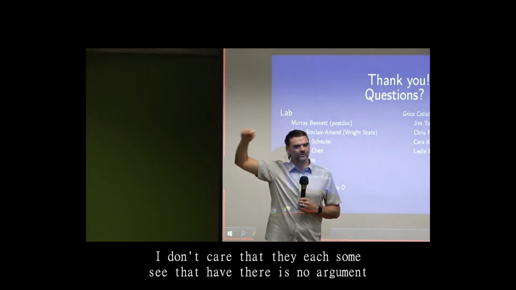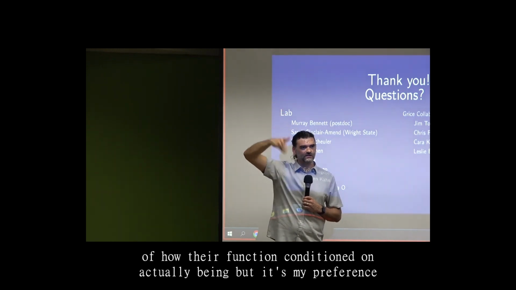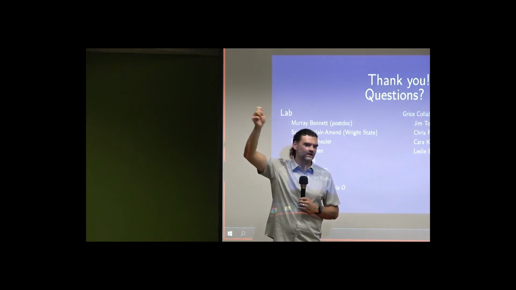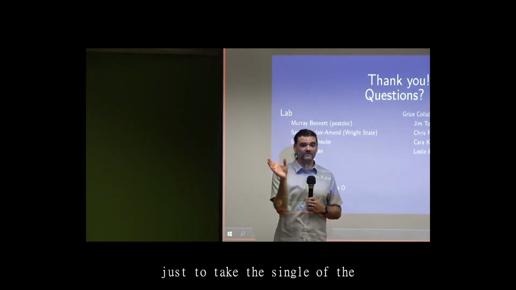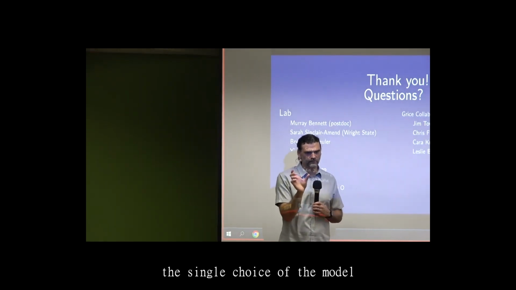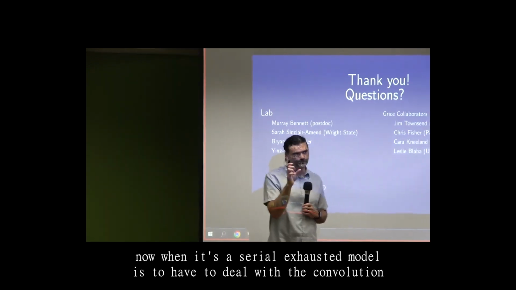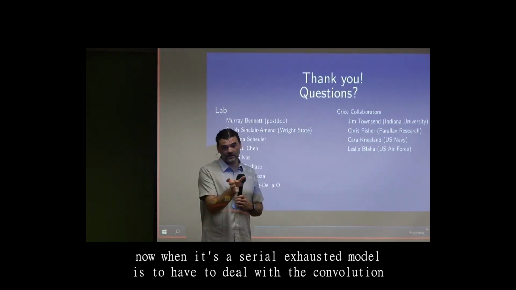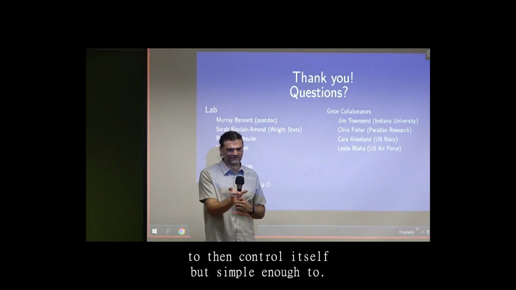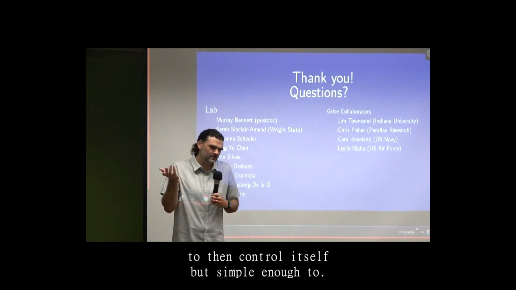So in the Grice representation, I don't care that the H sub C that I have there is not a cumulative hazard function conditioned on actually being correct. It's my correct racer. That allows me to just take a single choice LBA model to represent the HC. Now, when it's a serial exhaustive model, I still have to deal with the convolution. It's not a trivial density to convolve with itself, but it's simple enough numerically to deal with.